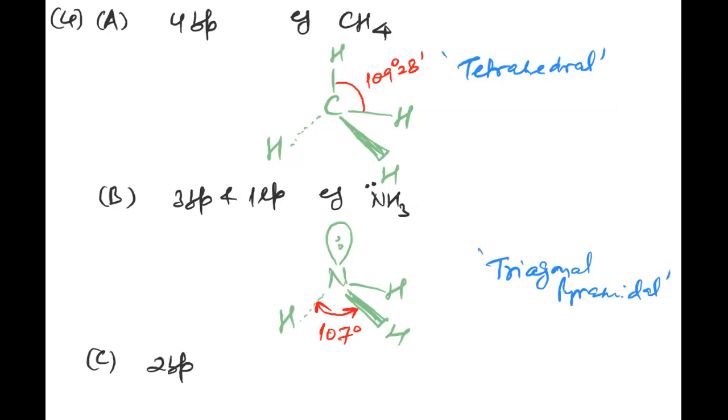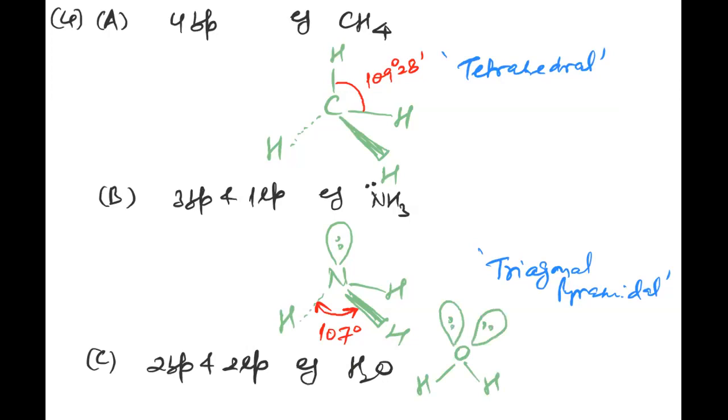If we have 2 bond pair and 2 lone pair of electron, for example, H2O, in this case, the geometry is found to be, let's say, hydrogen and hydrogen here. It has lone pair of electron and it has lone pair of electron. This bond angle is found to be approximately 104.5 degree, and obviously this shape is known as bent or angular.